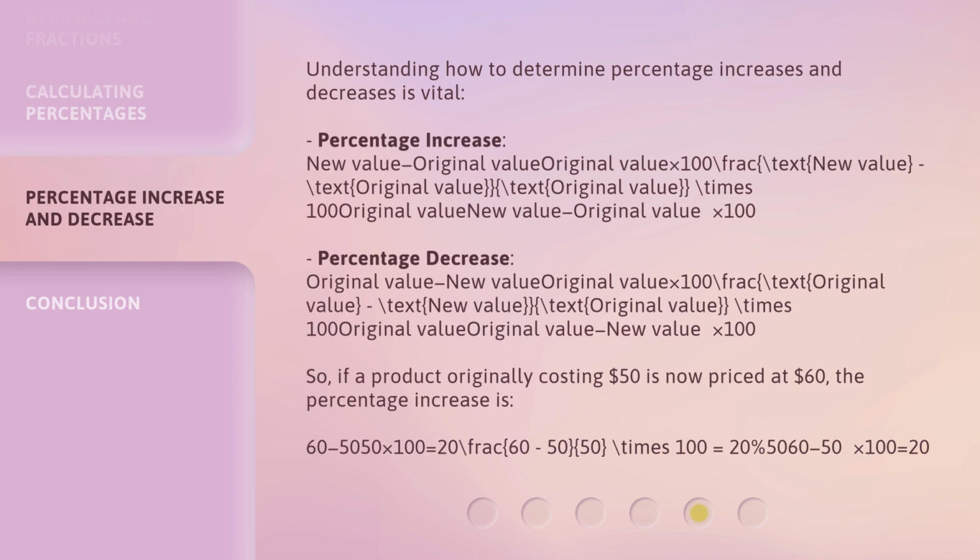So, if a product originally costing $50 is now priced at $60, the percentage increase is (60 minus 50) divided by 50, times 100, which equals 20%.